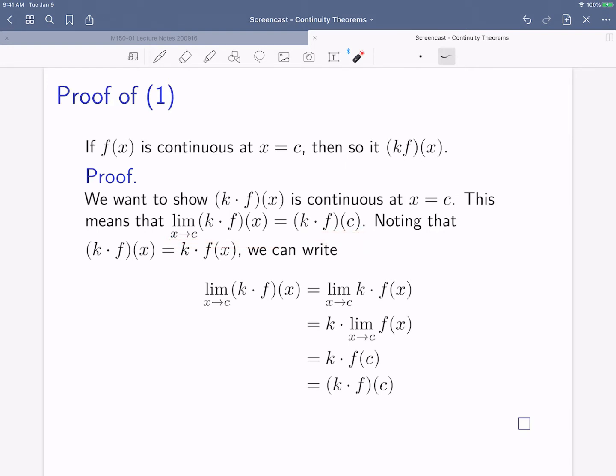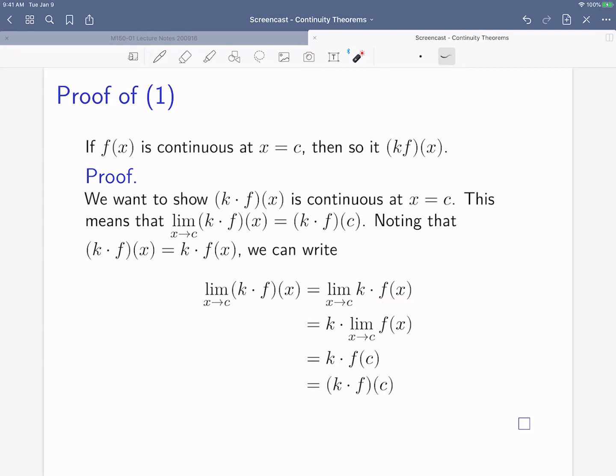So now, noting that we defined our new function here, k times f, in a pointwise fashion, we can write the following limit statements. Remember, we want to prove that this limit is the same as this number. So we're going to start off with the left-hand side. Here's that limit, and that equals this limit. We're using the pointwise definition here, right? k times f of x is k times f of x.